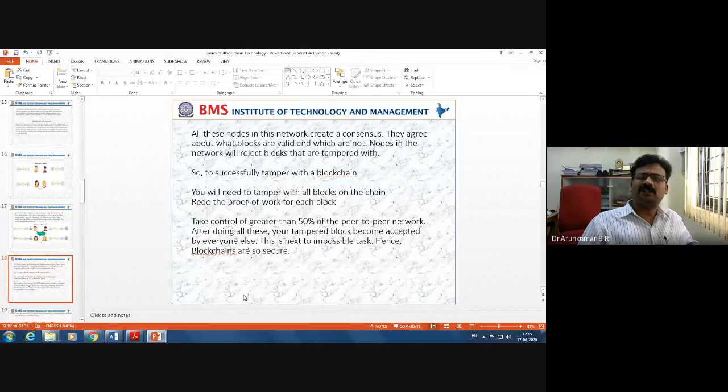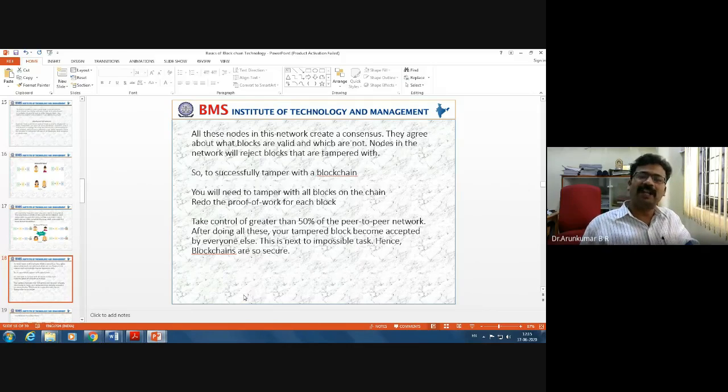All these nodes in the network create a consensus. Consensus is like an agreement. They agree about what blocks are valid and which are not valid. They will come to a common agreement: yes, this block can be added because it is a valid block. Nodes in the network will reject blocks that are tampered with. If some changes have been done or tampered, then the nodes will reject the block.